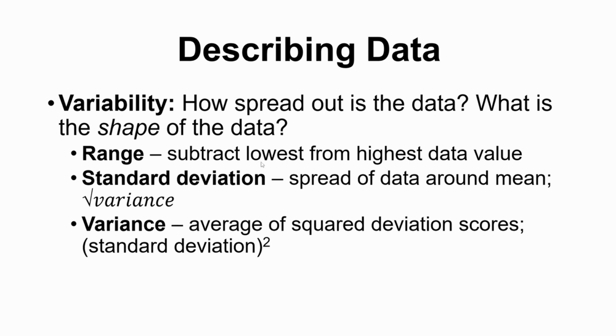Or we could just state this was the lowest score and this was the highest score, and people can figure out how much space is between the two. Both describe the range fairly well. But all of this is just telling us, what is our distribution? What does our data look like?